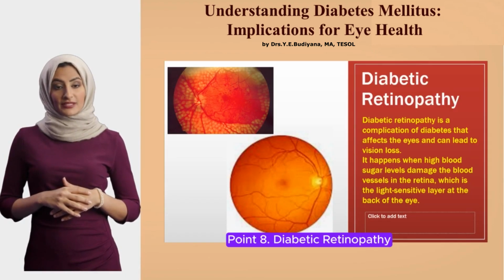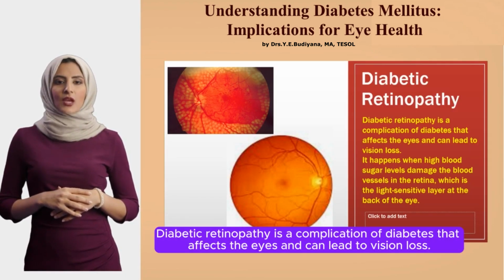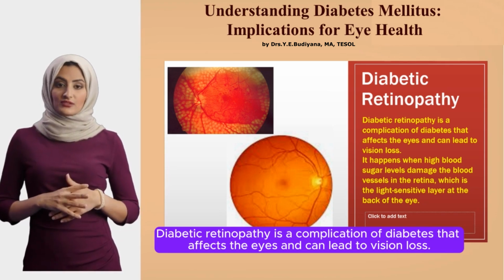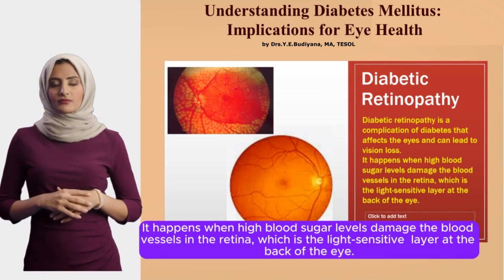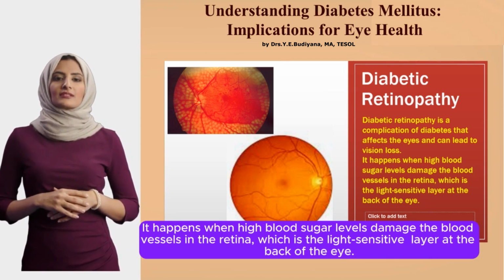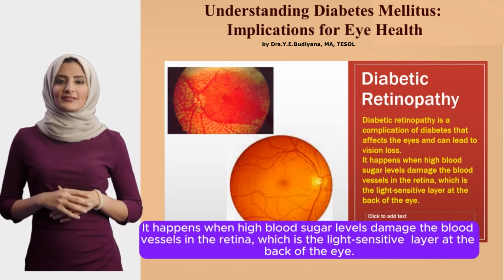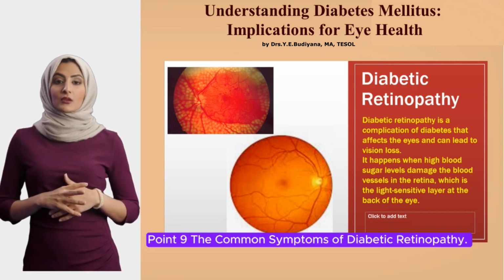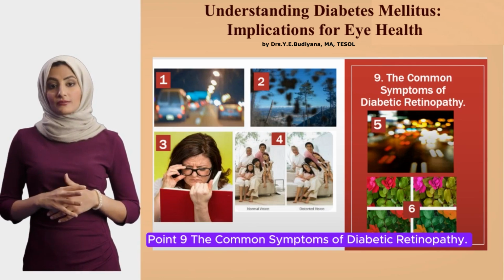Point 8. Diabetic retinopathy is a complication of diabetes that affects the eyes and can lead to vision loss. It happens when high blood sugar levels damage the blood vessels in the retina, which is the light-sensitive layer at the back of the eye. Point 9. The common symptoms of diabetic retinopathy.